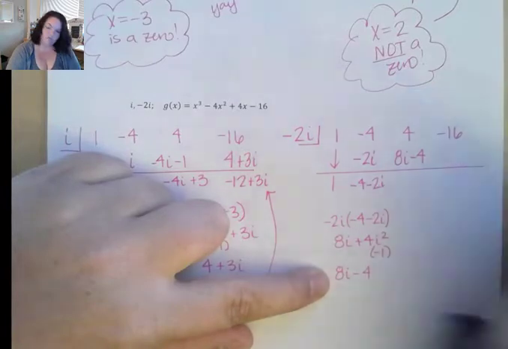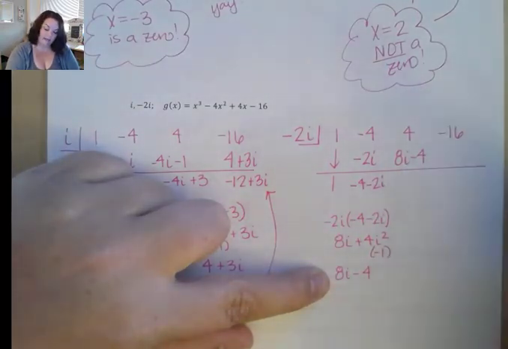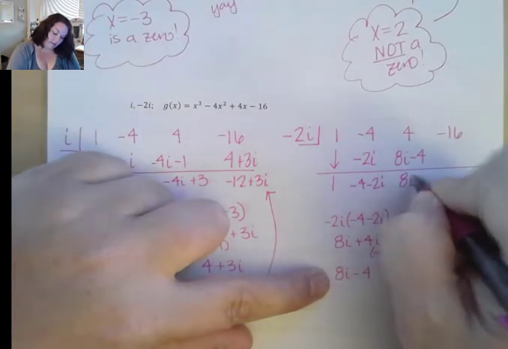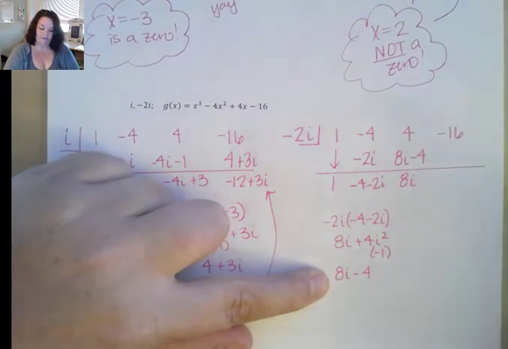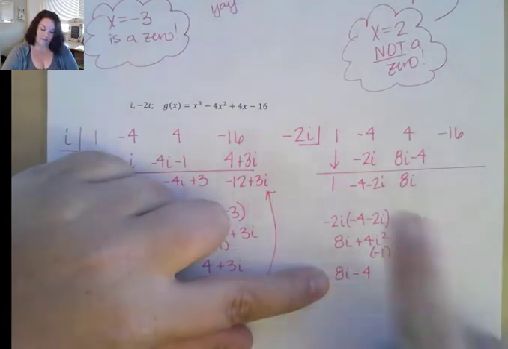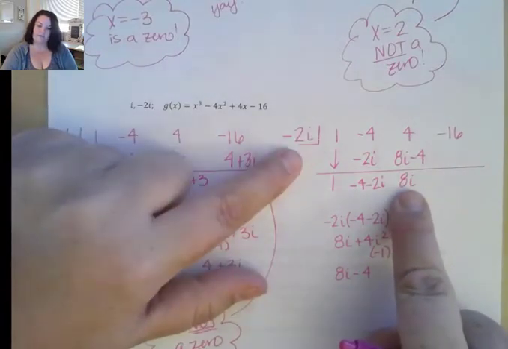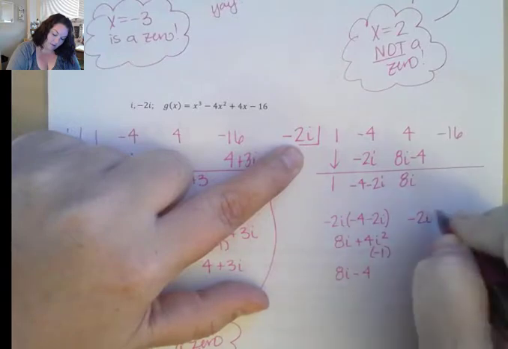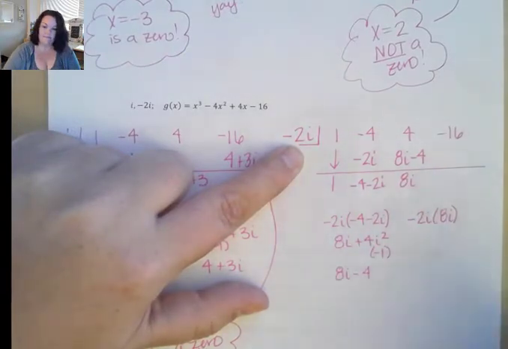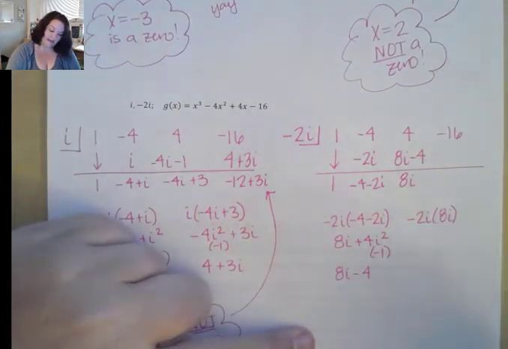So that's what I'm going to write under this next number. 8i minus 4. Notice I can't do anything with this 8i, but my +4 and my -4 are opposites, so those just cancel out. So I'm left with just 8i. So now I'm going to do 8i times the -2i in my box. And again, I'm just going to write it below here.